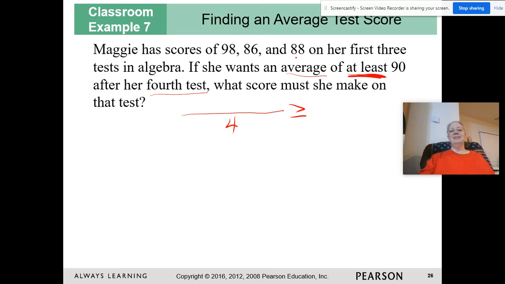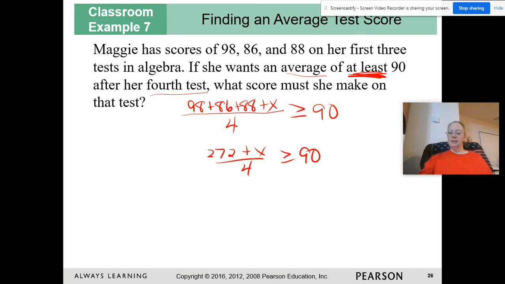People see the 98, the 86, and the 88 and think there are 3 tests, when in fact she's taking a 4th test. So we know she has a 98 and an 86 and an 88, but what we don't know is her score on her 4th test. And she wants to have at least an average of 90, so it has to be greater than or equal to 90. So we are going to simplify the left. We're going to add 98, 86, and 88. So right now I have 272 plus x.